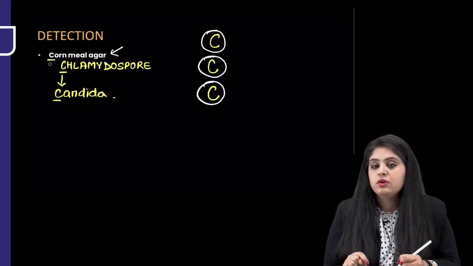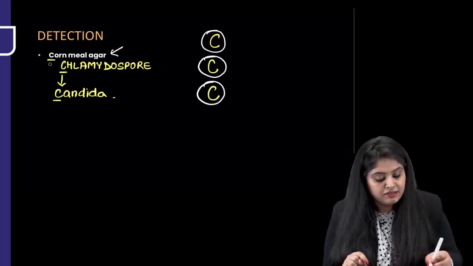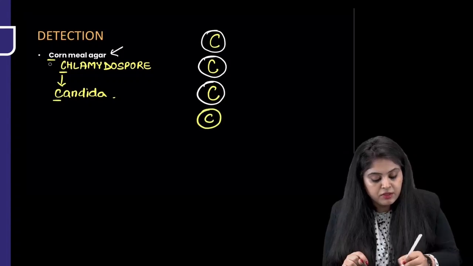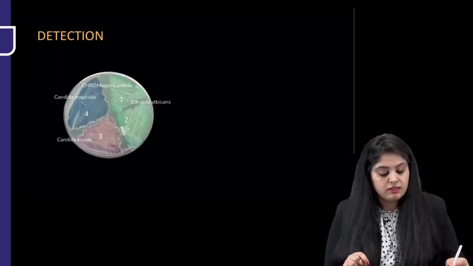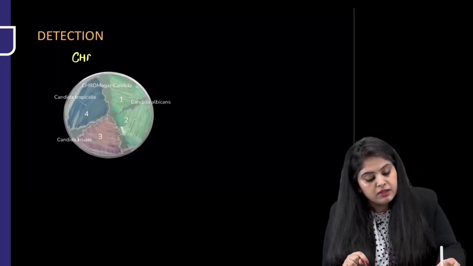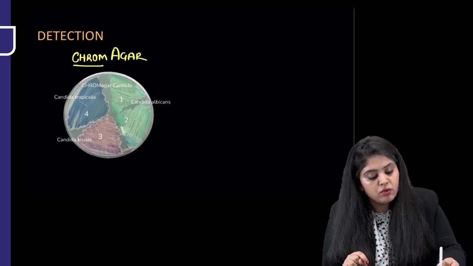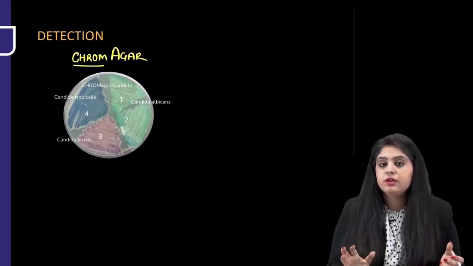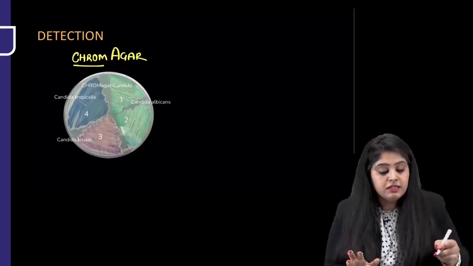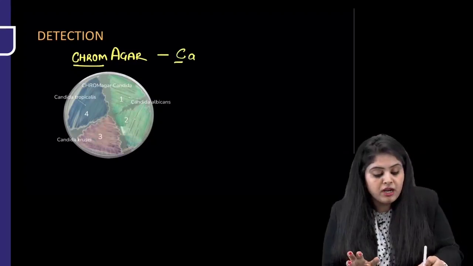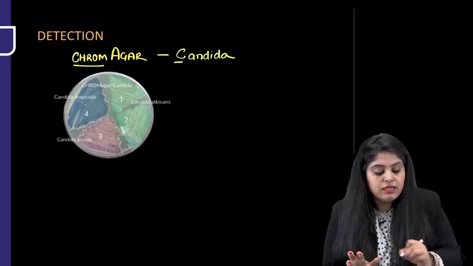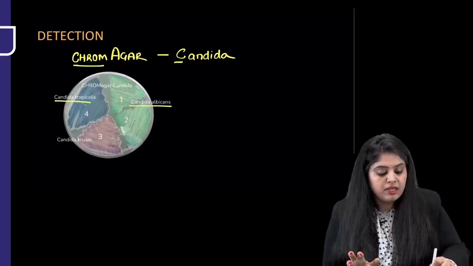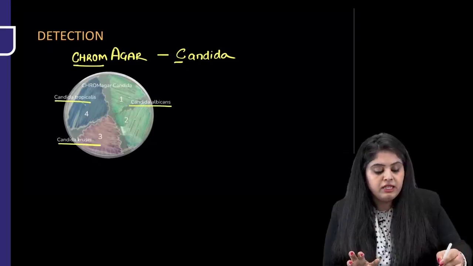Then, because we are talking about Candida, I'll add another C onto that, because Candida is also grown on another agar known as the chrome agar. Candida is also grown on chrome agar. Chrome means what? Multicolored. You're going to get an agar with a lot of colors. So again, C for C. Chrome agar is something that you grow Candida on, and you can see Candida tropicalis, albicans, krusei, so many other things written.